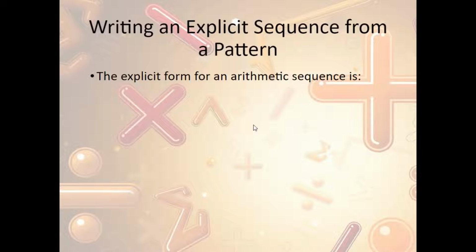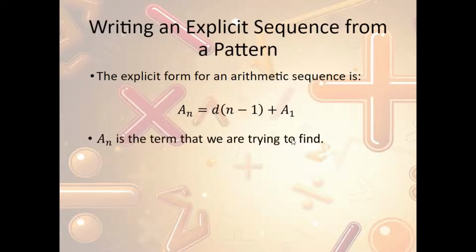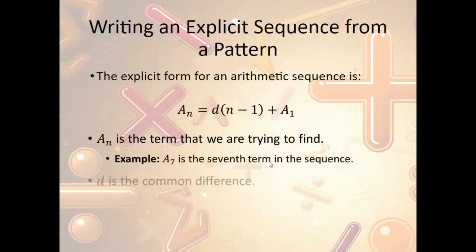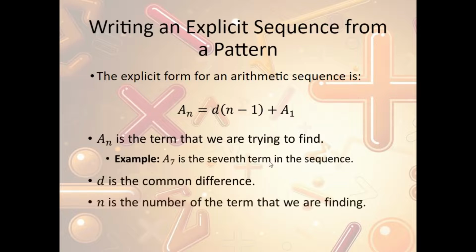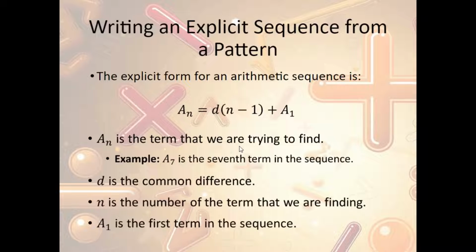So the explicit form for an arithmetic sequence is a_n, meaning the value that we're trying to find, is equal to d, the common difference, times n minus 1, where n is the number of the term we want, plus the first term in the sequence. So a_n is the term we're trying to find. For instance, a_7 is the 7th term in the sequence. d is the common difference. n is the number of the term that we're trying to find. And a_1 is the first term in the sequence.